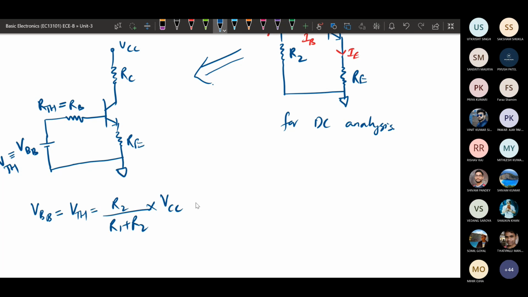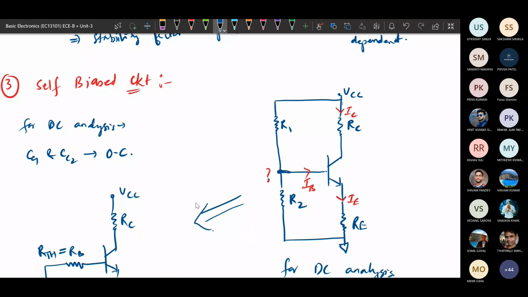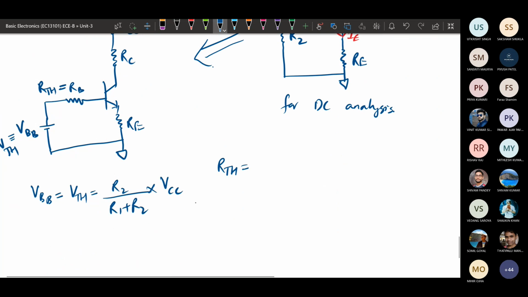So this will be your VTH, and similarly the Thevenin resistance equivalent. Two resistances are there, R1 and R2. To find the Thevenin resistance, we need to make the voltage source zero. So whatever voltage source is there will be made zero. Then R1 is connected to zero and R2 is also connected to zero, at the base terminal. That means at the base both are in parallel. So the equivalent resistance, the Thevenin resistance RB, will be R1 parallel with R2, which equals R1 R2 divided by R1 plus R2. This will be your Thevenin equivalent.